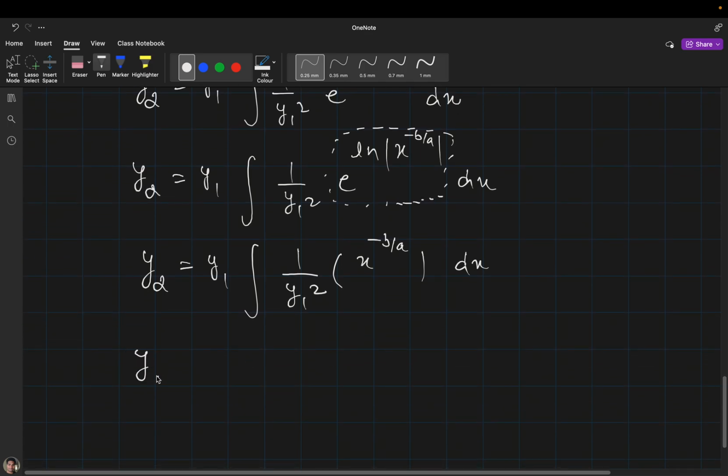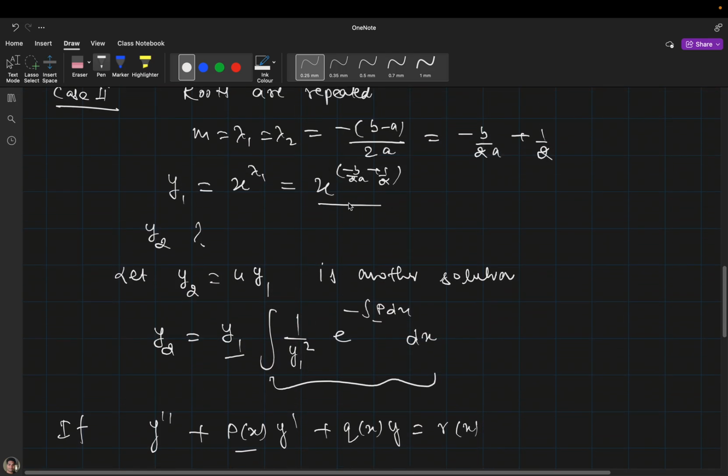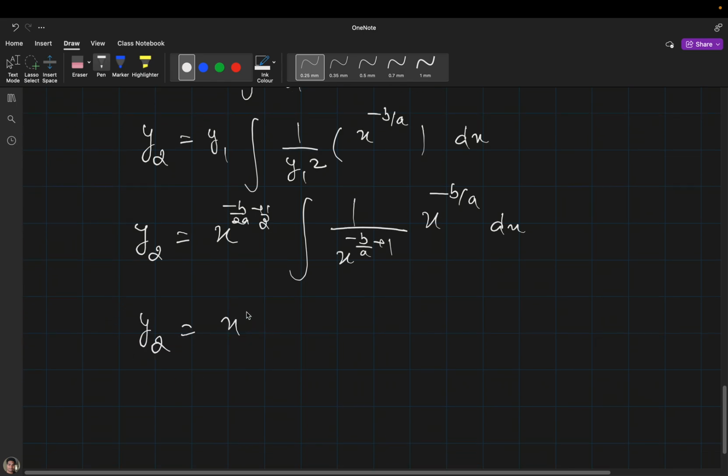Okay. So y2 equal to, now I will substitute what we got. And what was y1? y1 was this thing. So x raised to the power minus b by 2a plus 1 by 2. 1 divided by, when you multiply by 2, you will get x raised to the power minus b by a plus 1. And again here it will be minus b by a dx. So y2 will be x raised to the power minus b by 2a plus 1 by 2. You can see that x raised to the power minus b by a will be cancelled out. It will become 1 by x dx.